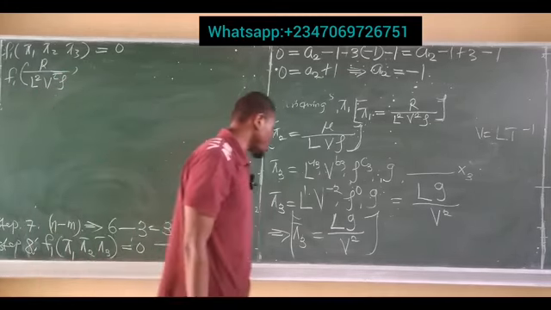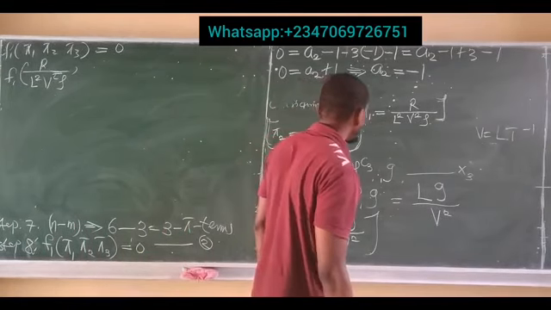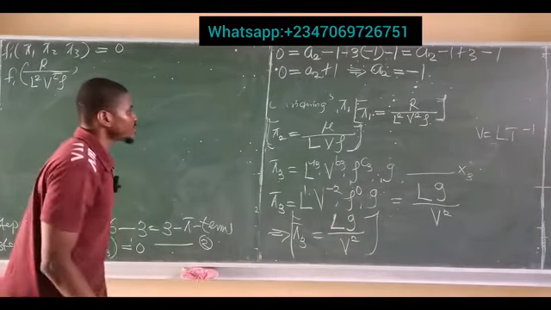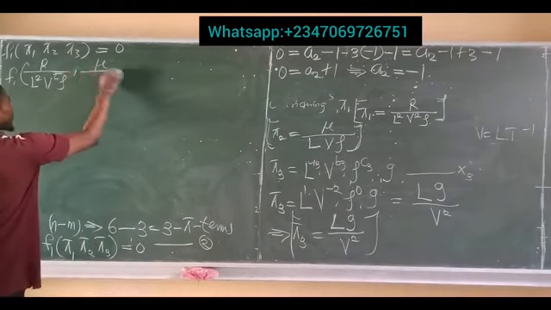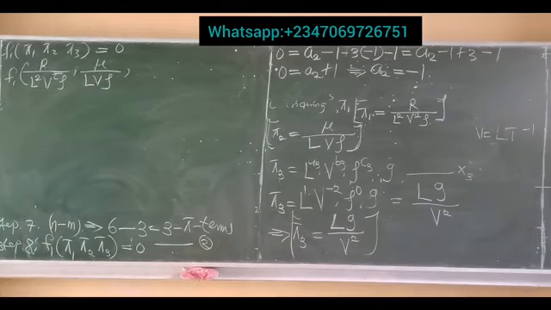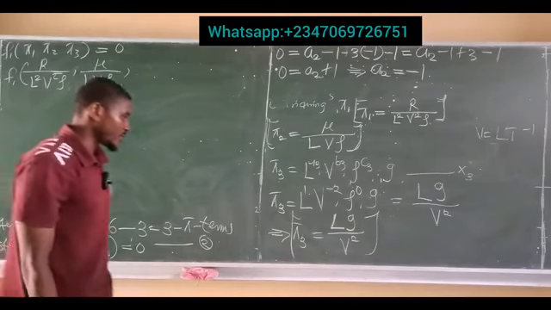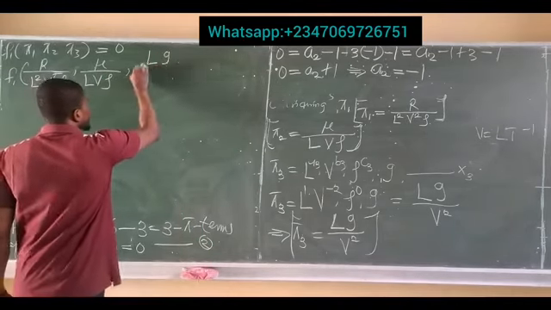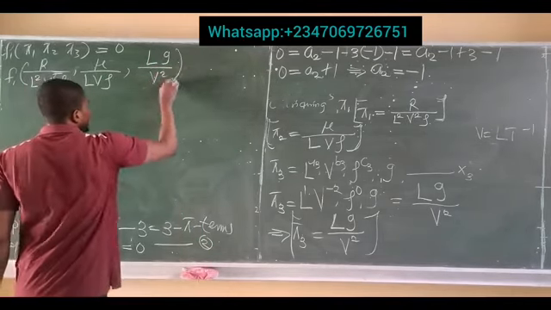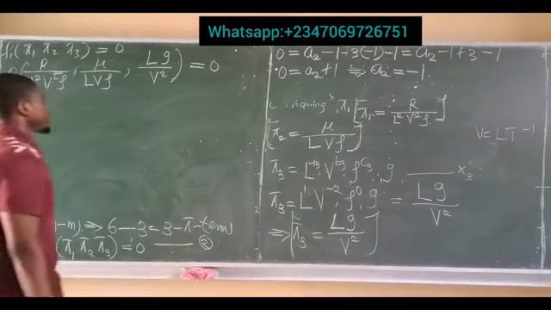Then comma, pi 2. And what is pi 2? Pi 2 here is mu all over L V rho. We have mu all over L V rho. And finally, pi 3. Pi 3 gave us here to be LG all over V squared. The whole of this is equal to 0.